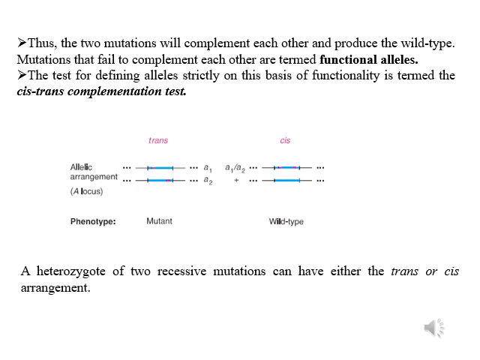In case of the trans arrangement of such mutated sites, you can see the phenotype is going to be a mutant, because both the alleles are mutated and the gene product will not be formed. But in case of the cis arrangement, the mutations are in a cis position on the same allele of the gene, but the other allele is wild type. So the phenotype is going to be wild type. So a heterozygote with two recessive mutations can have either the cis or the trans arrangement.